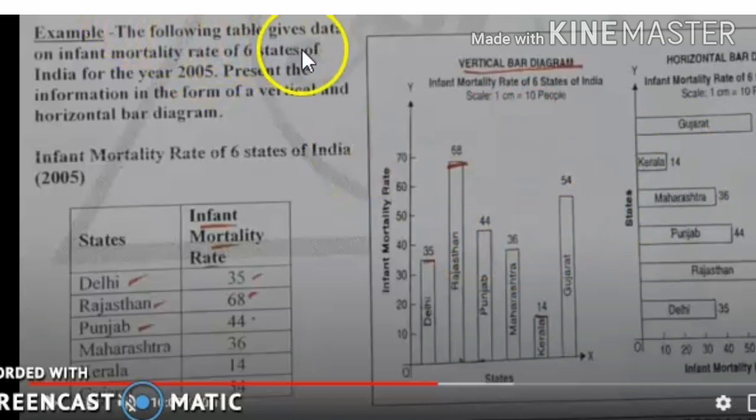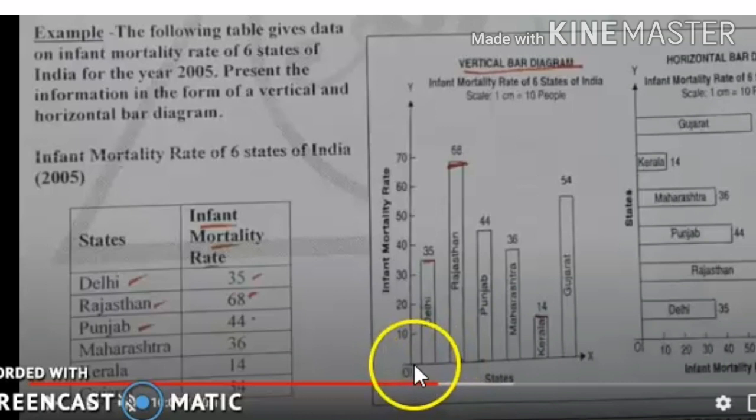The following table gives the data of infant mortality of 6 states. So Delhi, Rajasthan, Punjab, Maharashtra, Kerala, Gujarat are shown here, and the infant mortality rate is given here: 35, 68, 44, 36, 14, 34. So on the vertical axis you have to mark the infant mortality rate, and as I told you earlier, you have to mark by putting the scale here, and you have to give equal space between them.